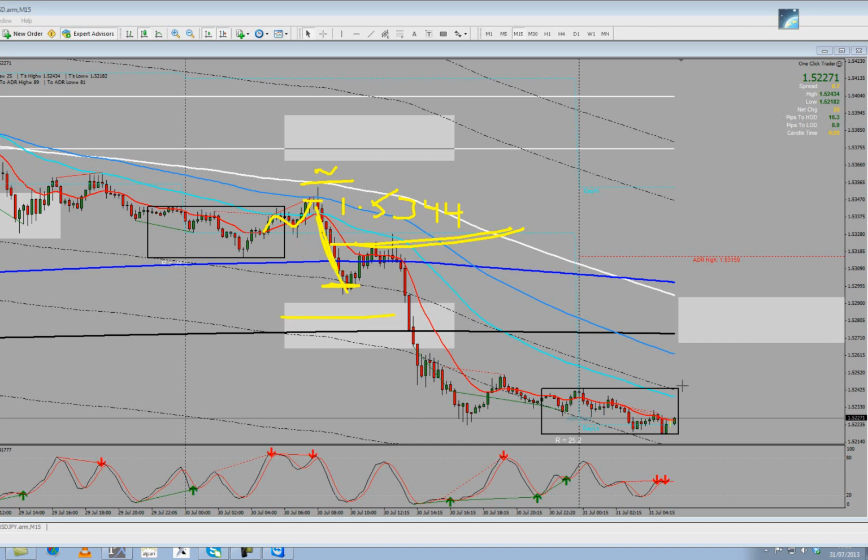And like I said, today is a very similar scenario, so I'm expecting the cable to rise to this today, this morning at least, and then we'll see what happens at New York.